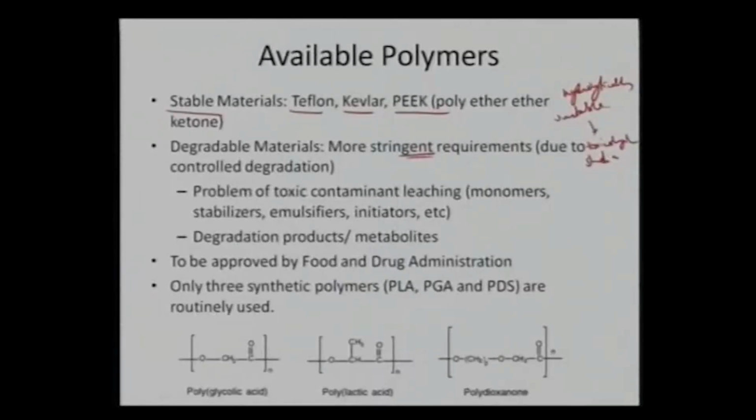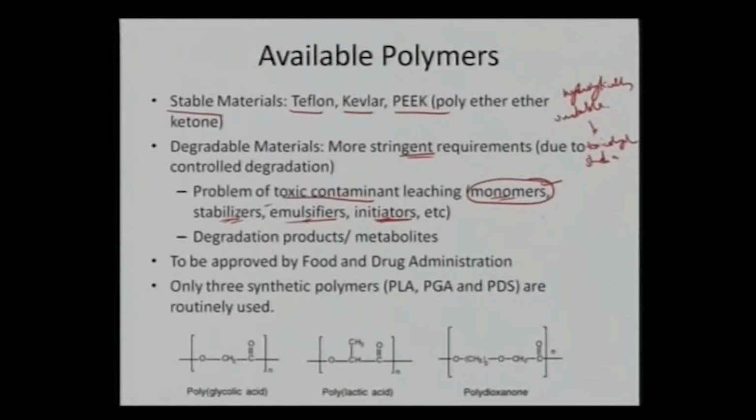So they can come up in terms of toxic contamination. In case a polymer is getting degraded, it should not release any toxic ingredients into the body. So while leaching, it should become monomer, and it should get stabilized. It can also form some emulsifiers, initiators. So there are many entities which comprise polymers, such as monomers, stabilizers, emulsifiers or initiators, which are used to engineer a particular polymer in terms of making it biodegradable.